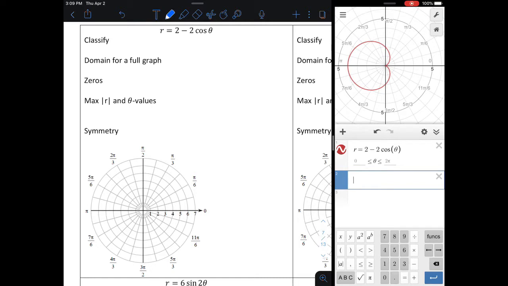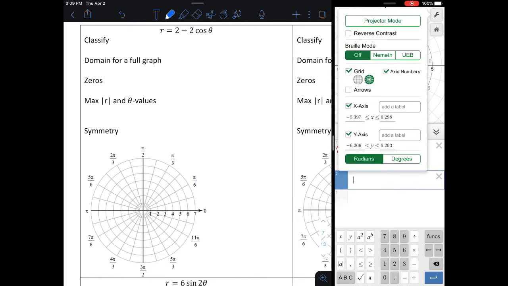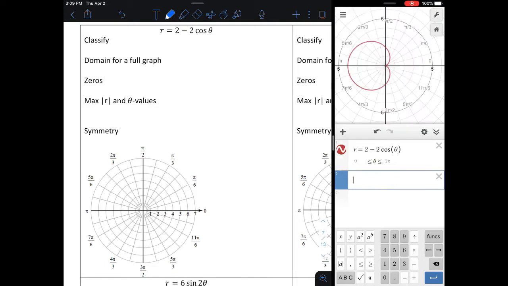Now when you go to graph it in Desmos, what you would need to do is turn on your polar grid. Instead of the rectangular grid, it has its own grid, which gives us our polar graph. And we want to make sure we're in radians because that's what our graph would be on when we eventually sketch it. And then we would type in our equation, r equals 2 minus 2 cosine of theta, and it puts the graph up there.